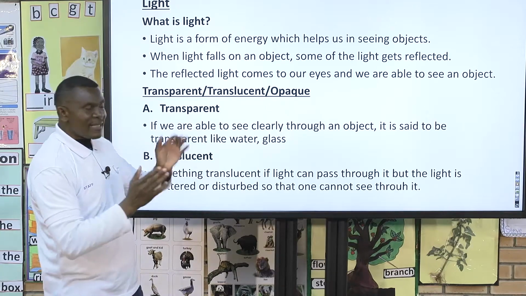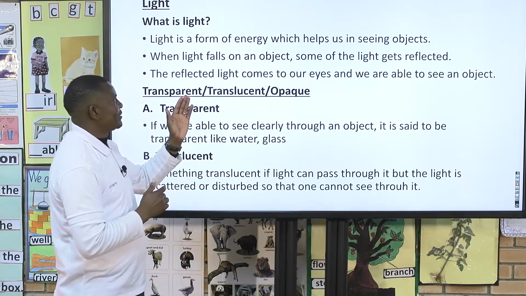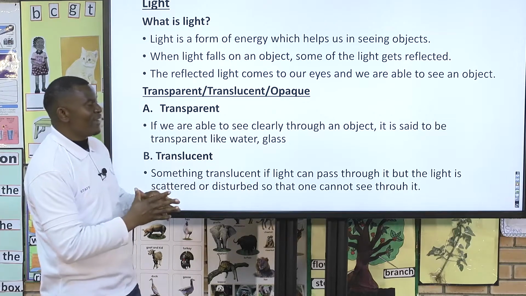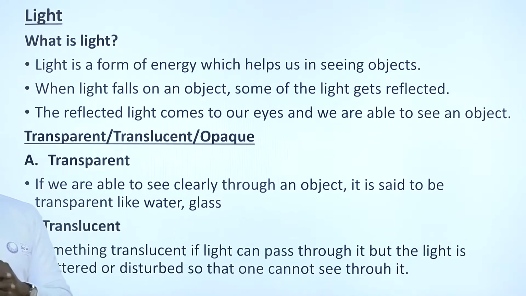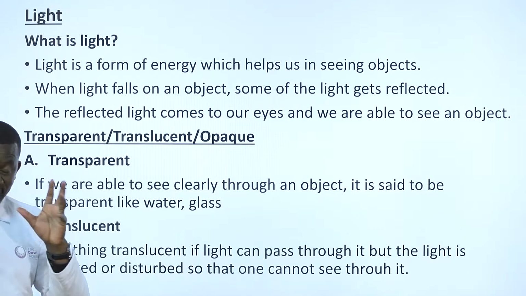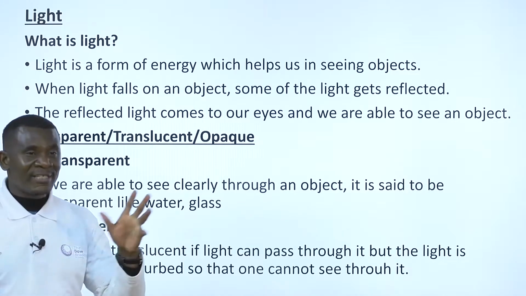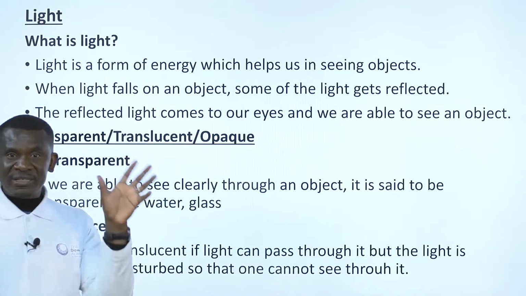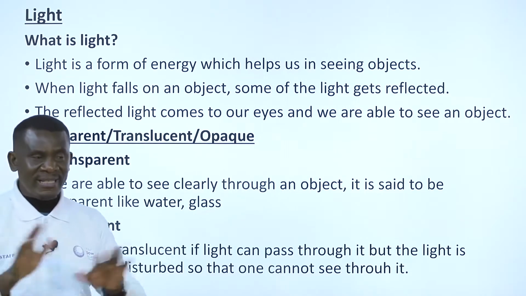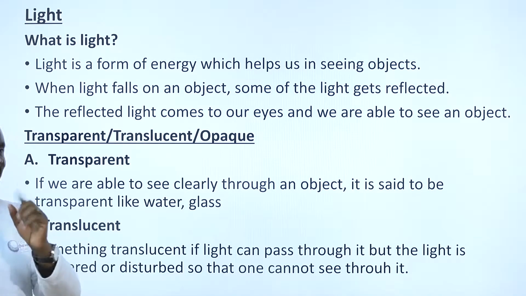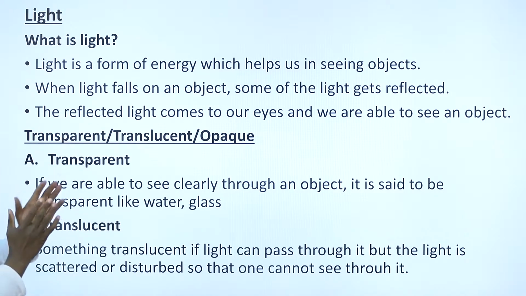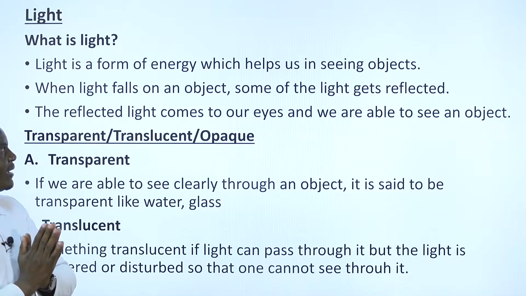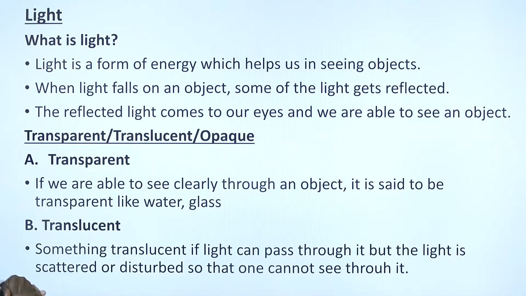Light is a form of energy. Light is a form of energy that helps us to see objects. I said, imagine the room is very dark. You can't see anything. So unless there is light, that's when you can see where you have put your items. So light is a form of energy that helps us to see objects.